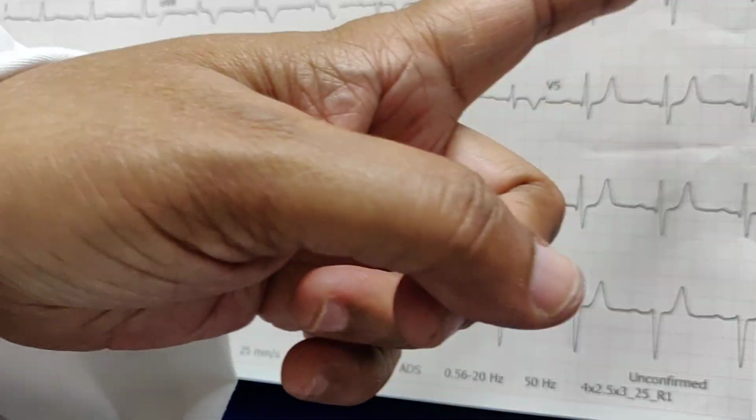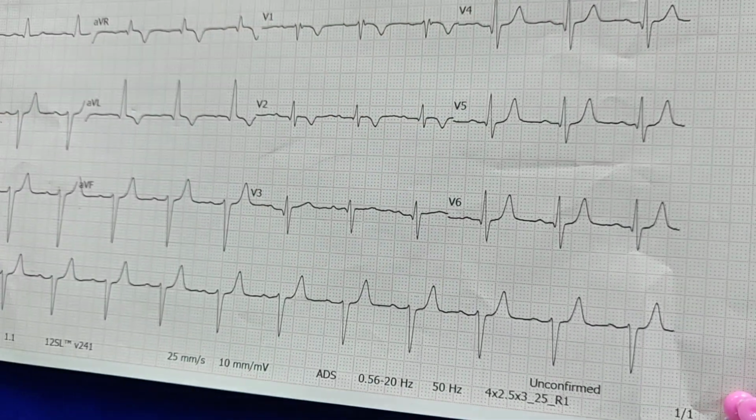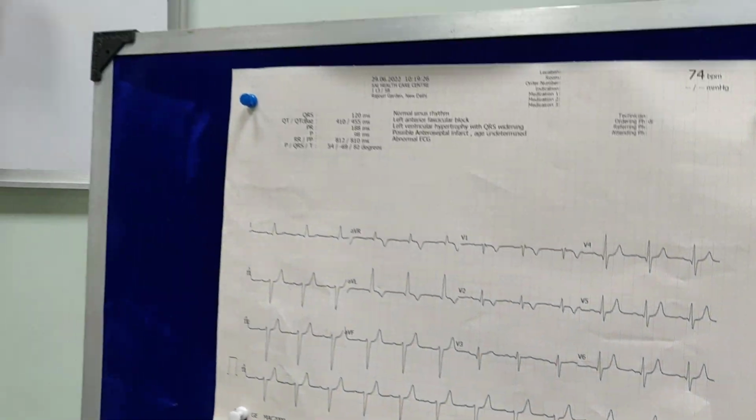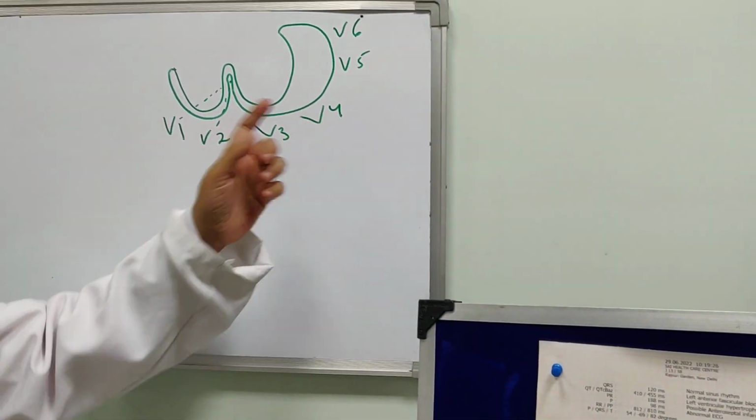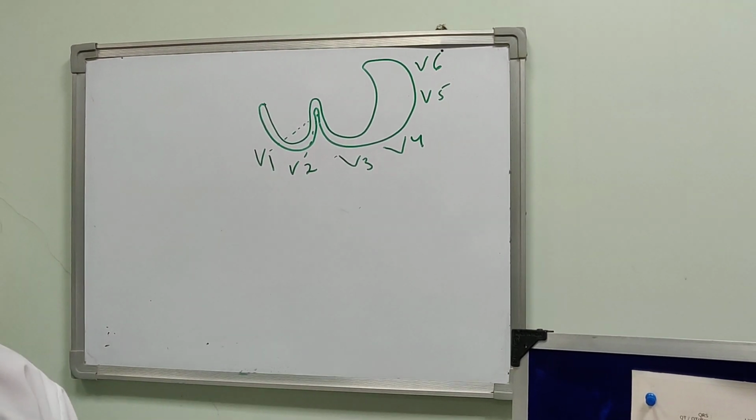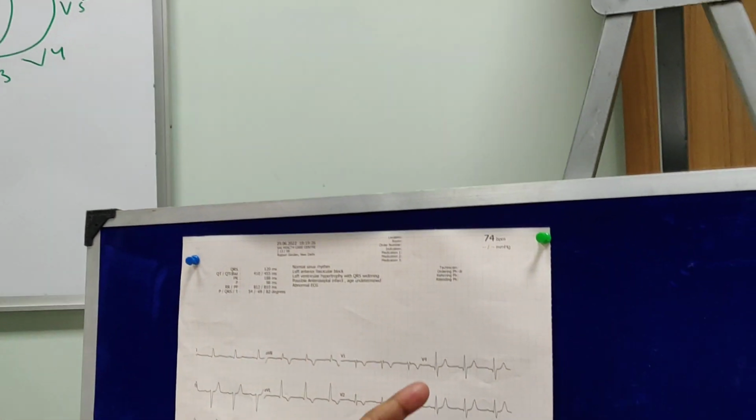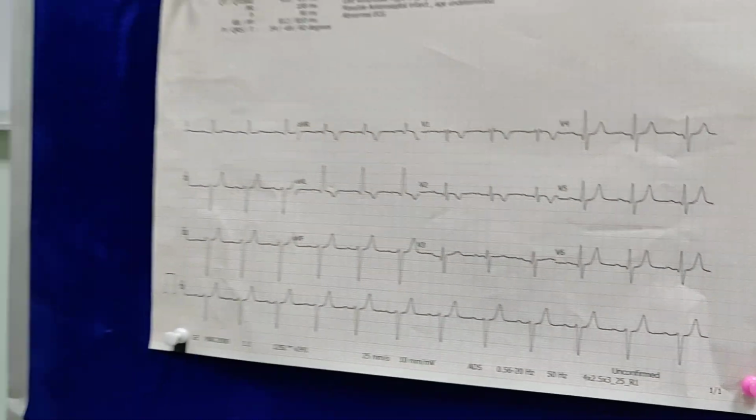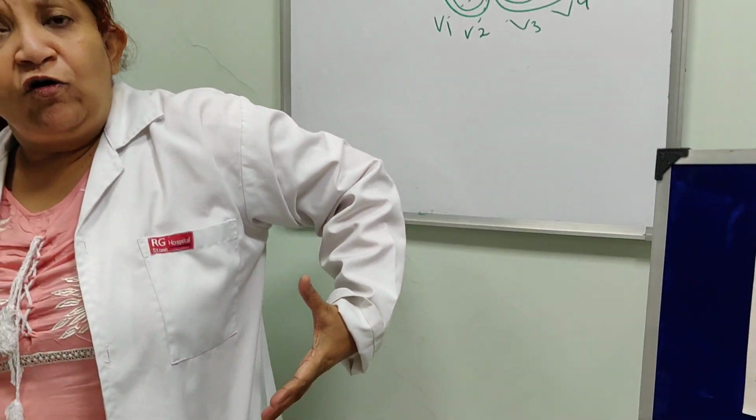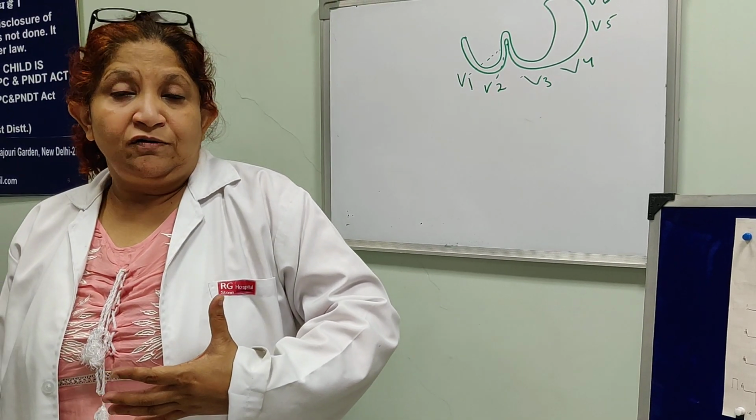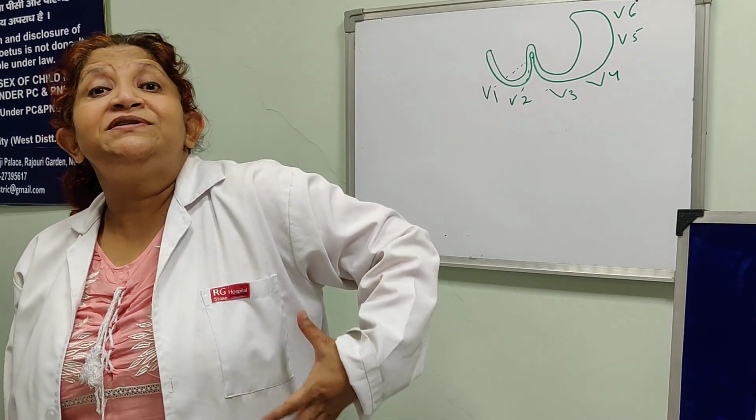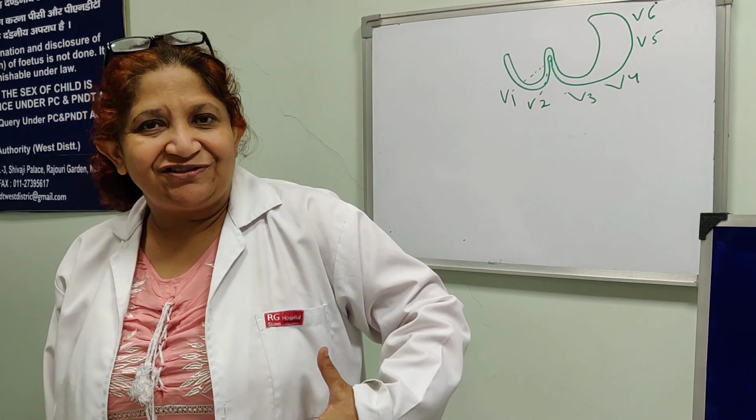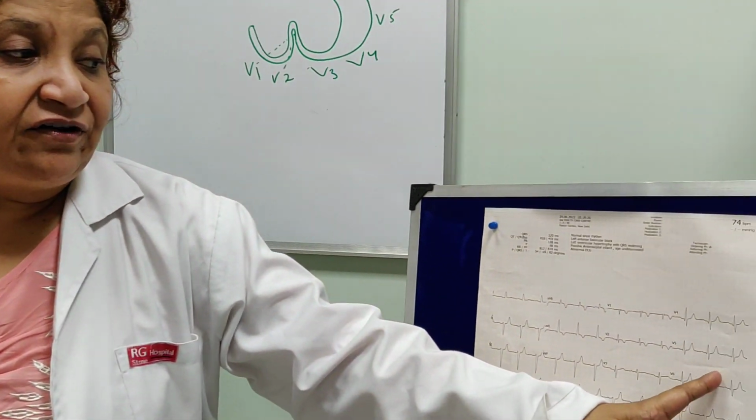Now V3 and V4 are anterior leads. You can see they are lying on the anterior wall of the left ventricle. And V5 and V6 go behind like this, so they are looking from the left side towards the heart. So they again represent lateral leads, right? So they represent lateral MI.